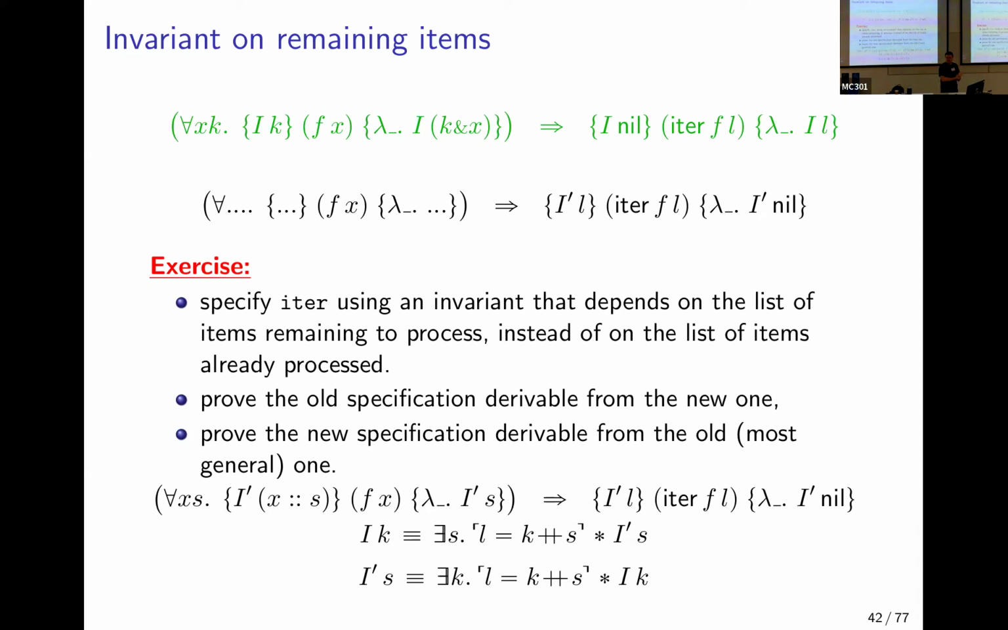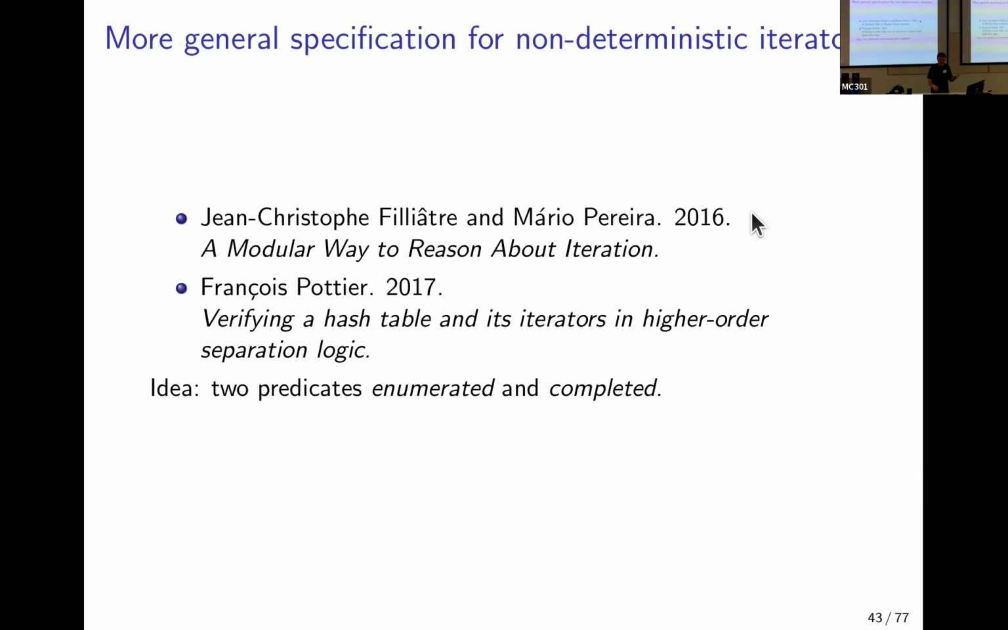However, if you have some iterator on not a list, something that is not deterministic, you cannot know at the beginning which will be the order, because maybe you'll depend on some input from somewhere. You need something a bit more elaborate to talk about iterators. If you want to know more, you can go see these two papers in which you have two predicates, enumerated and completed. Enumerated is just for your current iterator, what are the things that have been seen before? And completed is a predicate that says when you're done.